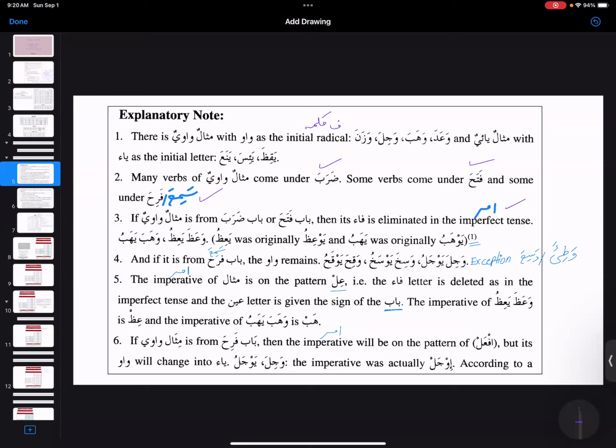Then the amr of misal is on the pattern of il, right? So there is no fa kalima, the vowel is dropped, so just il, and the fa letter is deleted as in the imperfect tense. What does imperfect tense mean? Mudariya. And the ayin letter is given the sign of the bab. For example, when we say Eid, the kasra on the ayin is telling that this is from what bab? Bab daraba, yadribu, there's the kasra, right? Waada, ya'idu, so Eid is going to tell that yes, it is coming from bab daraba.